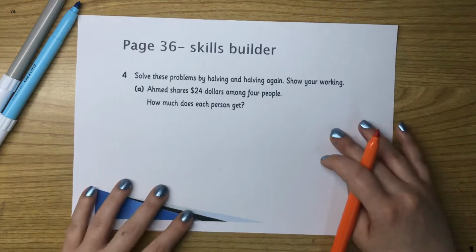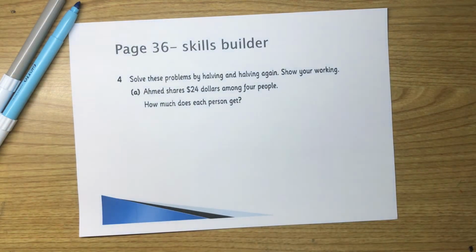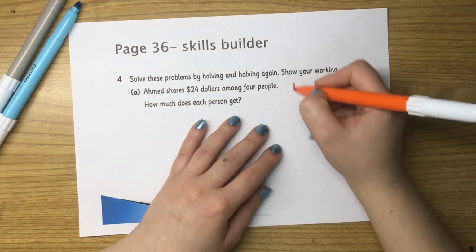Okay, next. Now, page number 36 on your skills builder. Question number 4. I'm going to do only A. Solve these problems by halving and halving again. I maybe mentioned it before in our classes at school. When you want to know what a number times 4 is, you multiply it by 2 twice. Here's a reminder.